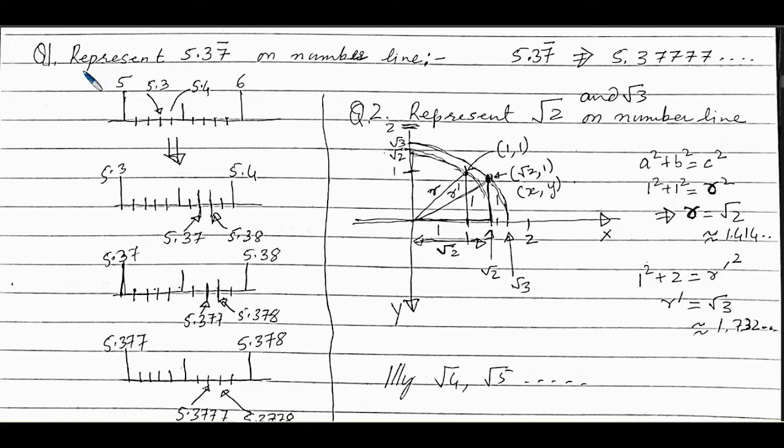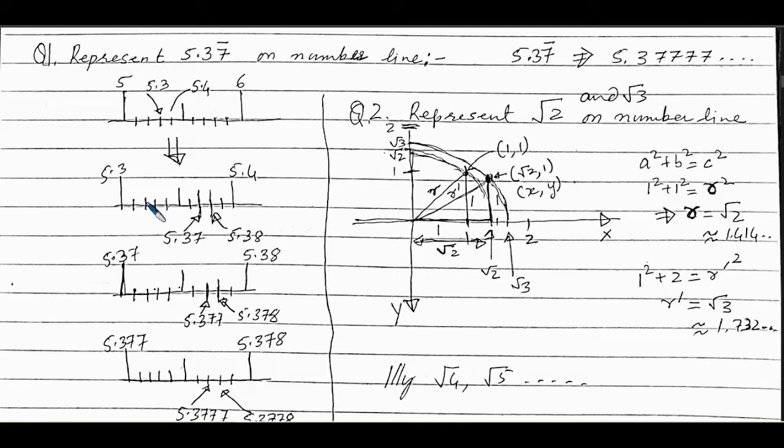Now we will describe how you represent a number. Say this is the number 5.37 with a bar over the 7, that means 7 is repeating, that is 5.3777 and so on. Then how do you plot this number on a number line? So I go to number 5 and number 6. So this is 5.5. So this is between 5.3 and 5.4. So somewhere here it is.